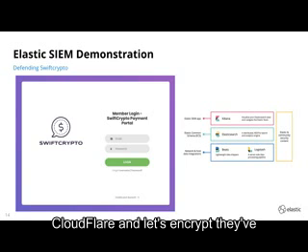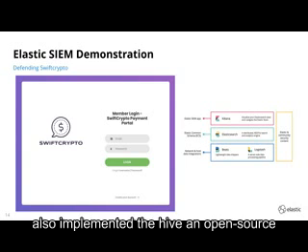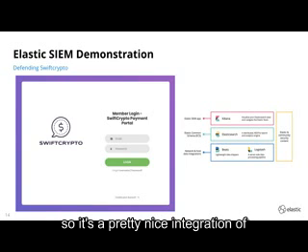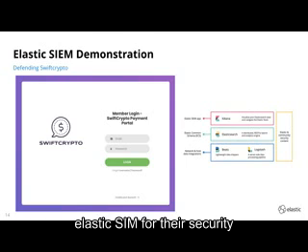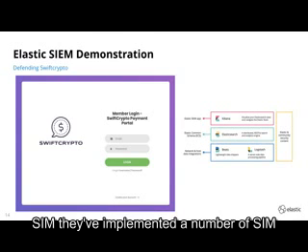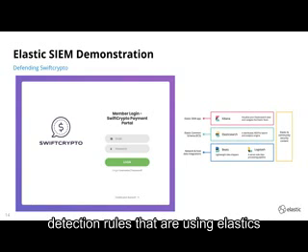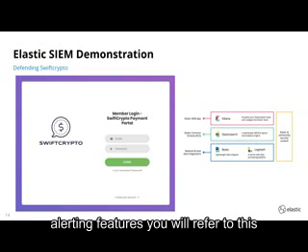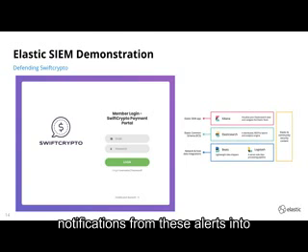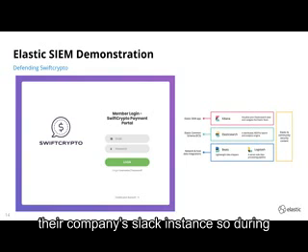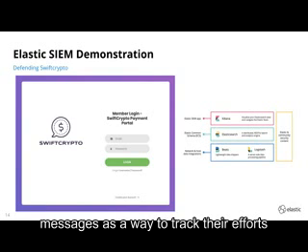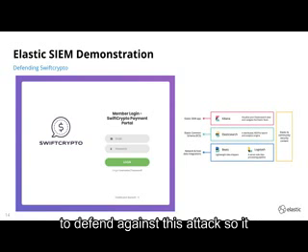Cloudflare and Let's Encrypt. They've also implemented TheHive, an open source tool for security incident response. And so it's a pretty nice integration of Elastic SIEM for their security operations teams. So within their Elastic SIEM, they've implemented a number of SIEM detection rules that are using Elastic's alerting features. You will refer to this as Watcher, and they've integrated the notifications from these alerts into their company's Slack instance. So during the demo, we'll be looking at their Slack messages as a way to track their efforts to defend against this attack.